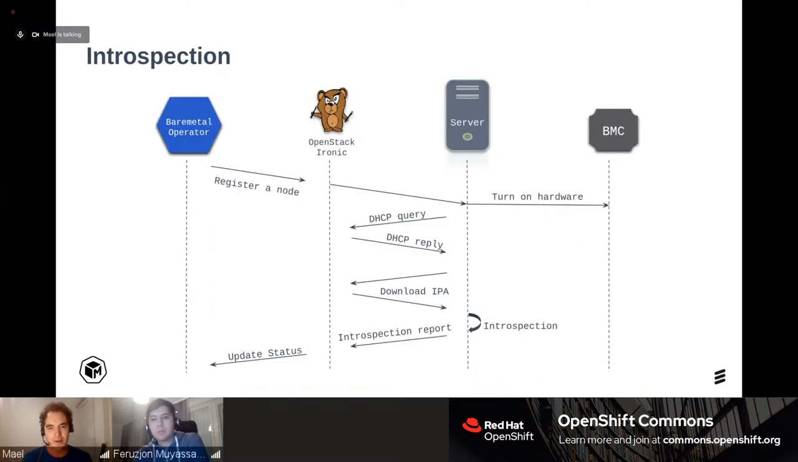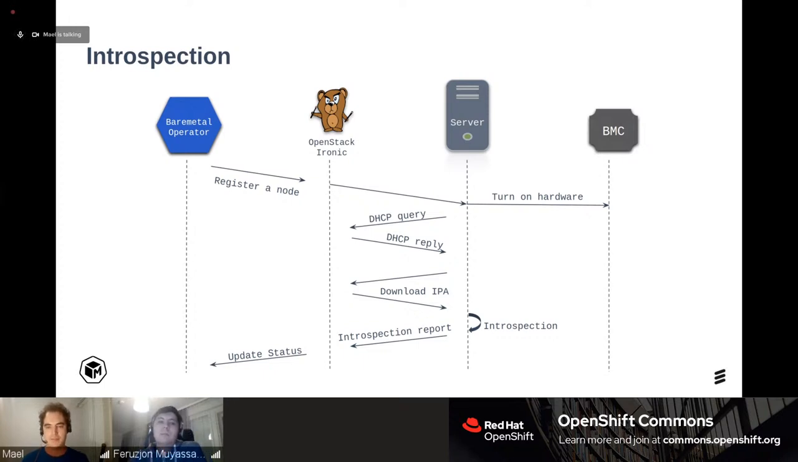Now, if we want to go even deeper into the details, we can see how this happens under the hood. When the bare metal operator registers the node, what OpenStack Ironic does under the hood is go talk to the BMC to turn on the server. The server will send a DHCP query when booting because it tries to boot over PXE. The dnsmasq, in that case with the role of DHCP server, will answer, and in the DHCP reply give all the details about the image that the server needs to download to boot from PXE, and that would be IPA. The server will then proceed with introspection.